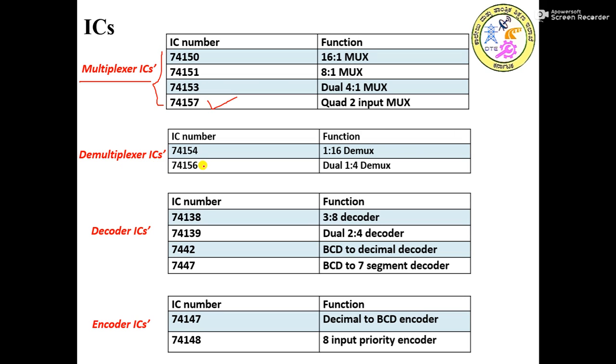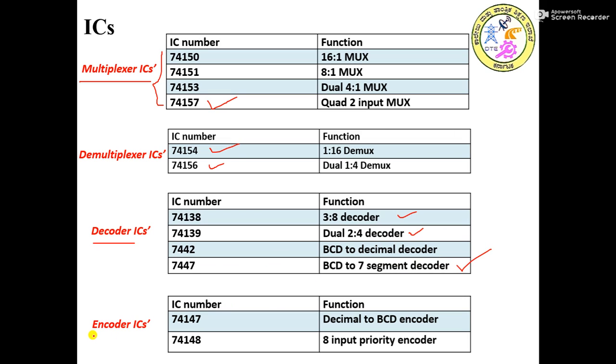Next, demultiplexer ICs: 74154, which is a 1 is to 16 demux, and 74156, that is a dual 1 is to 4 demux. Dual means there will be 2, quad means there will be 4. Next, decoder ICs: 74138, that is a 3 is to 8 decoder. 74139, dual 2 is to 4 decoder, meaning there will be two 2 is to 4 decoders. 7442, this is the BCD to decimal decoder. 7447, this is the BCD to 7 segment decoder.